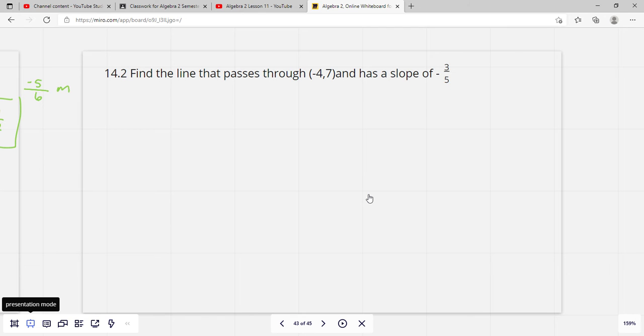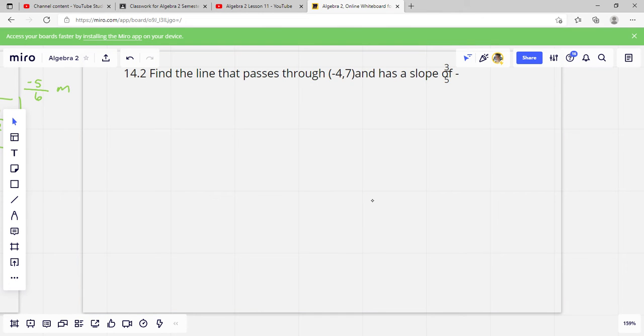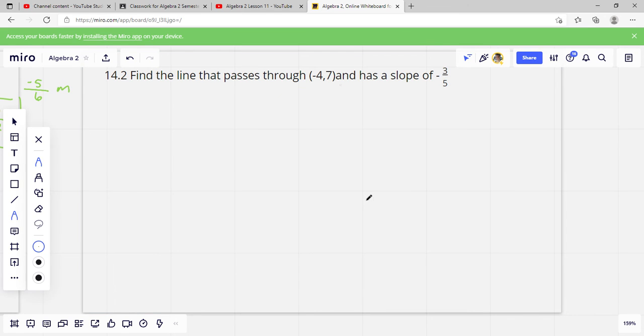So this one says find the line that passes through negative 4, 7, and has a slope of negative 5 over 3. All right, so negative 4, 7, and there's our slope. It's y equals mx plus b. Our y, remember these are x and y, our y is 7. Our m is negative 3 over 5. Our x is going to be negative 4. We're going to be multiplying right there, plus b.